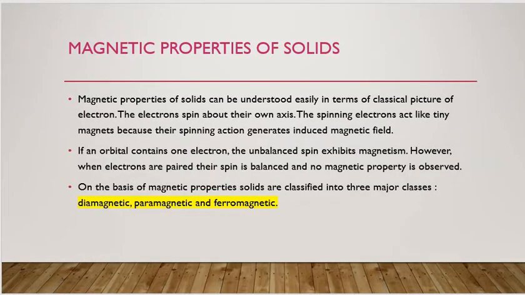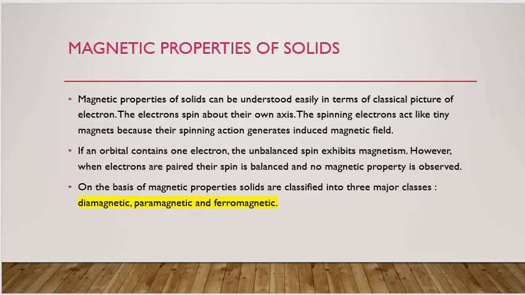Now, magnetic properties of solids. Magnetic properties of solids can be understood easily in terms of the classical picture of the electron. The electrons spin about their own axis, and the spin of an electron acts like a tiny magnet because the spinning action generates an induced magnetic field. If an orbital contains one electron, the unbalanced spin exhibits magnetism. When the electrons are paired in the orbital, there would be no magnetic property observed.